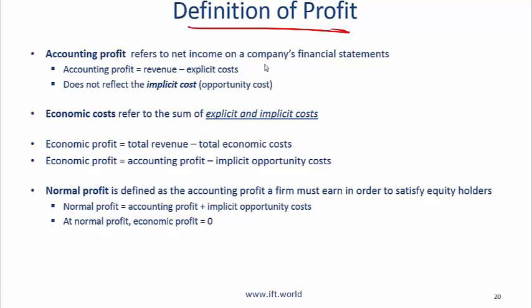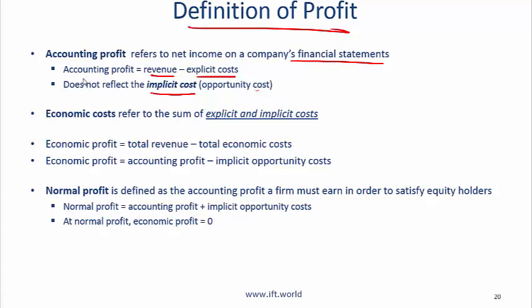Accounting profit refers to net income on a company's financial statements. Accounting profit is simply revenue minus explicit costs. It does not represent implicit costs, also called opportunity costs. For a public company, the equity invested has an associated cost, which is the cost of equity. That is not included when you calculate accounting profit.